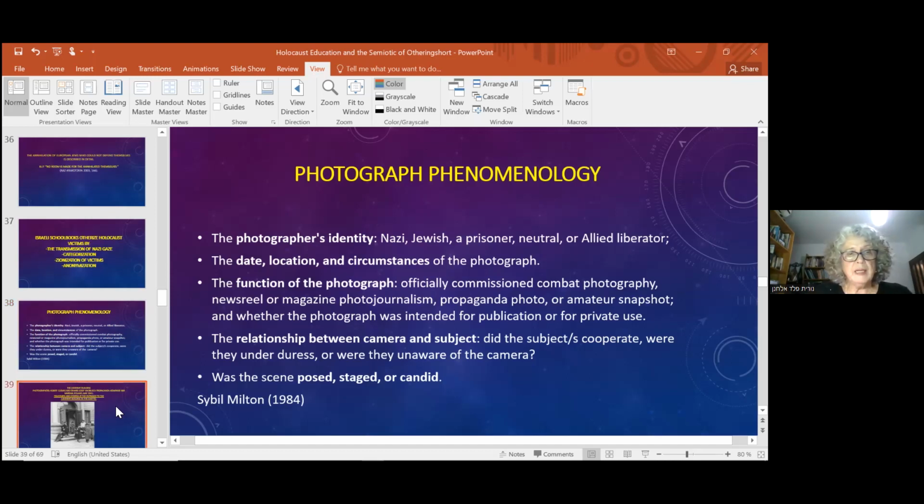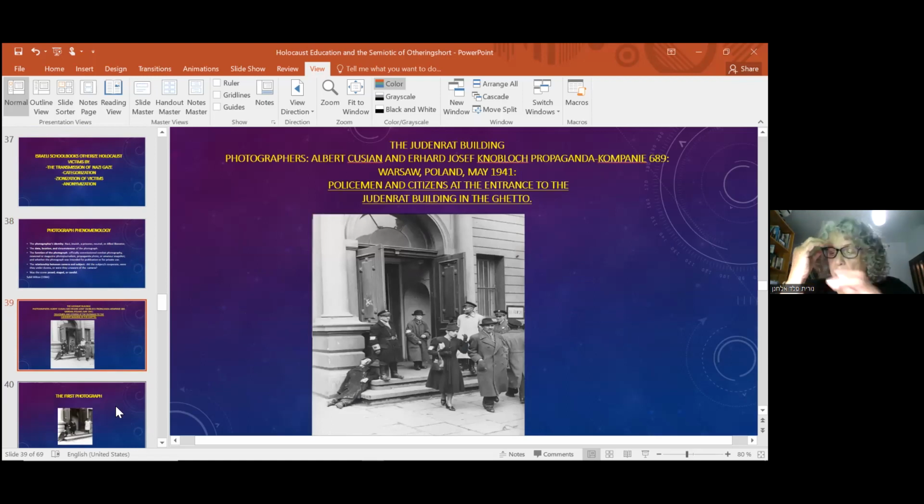This is very important. I'll give you an example. This photograph was taken by two Nazi photographers from the propaganda company that was stationed in the Warsaw Ghetto. The instructions to the photographers were to stage photographs that show that there are many, many rich Jews in the ghetto, and they don't care for their poor brothers and sisters. That's why the situation is so bad. Now, the school book does not tell the story of the propaganda company. They just put the photograph with the title, Policemen and Citizens at the Entrance of the Judenrat building in the ghetto, without saying who took it, when they took it, or whatever.